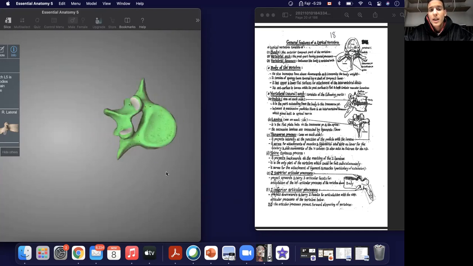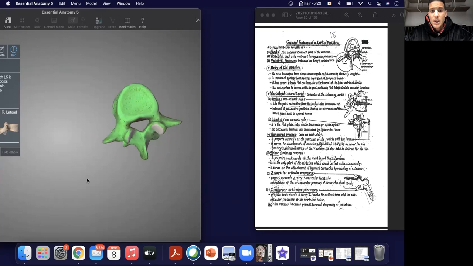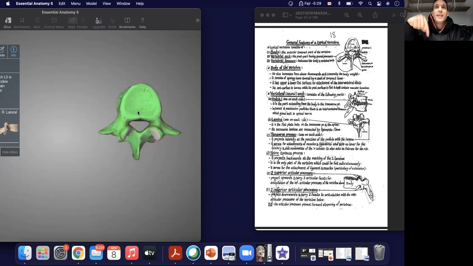Now we're going to dive into its specifics. The body. Okay, the body. Its size increases from above downwards as it transmits the body weight. So as you see that I've chosen the lumbar, and the lumbar has the greatest body size, and it's found down the vertebral column. So the vertebral column starts with small vertebral bodies, and it becomes larger in size down. It consists of spongy bone covered by shell of compact bone. Not very important, but you can mention it, it'll be nice.